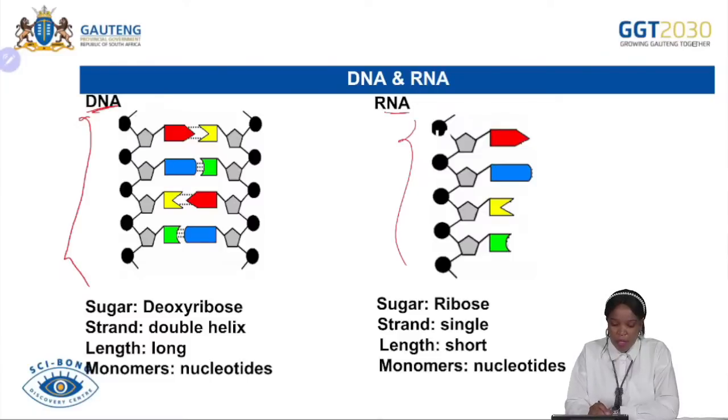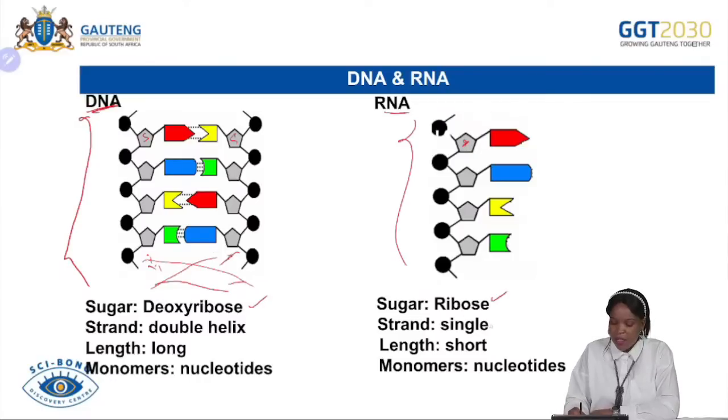So when you speak about the sugars, you will say the type of sugar that is found in DNA is deoxyribose sugar. The type of sugar that you find in RNA is ribose sugar. Then DNA is a double helix. So you see here this side. Remember, it's going to do this when it goes. So it is double helix in structure.